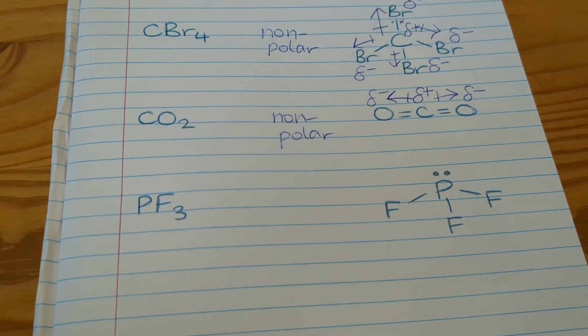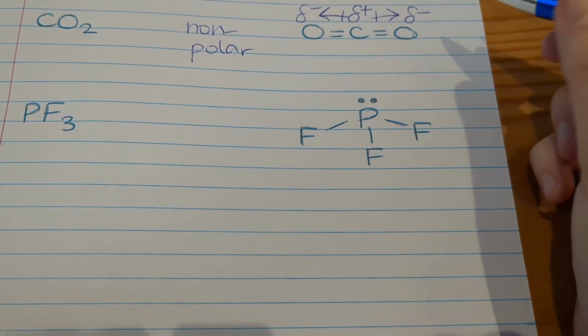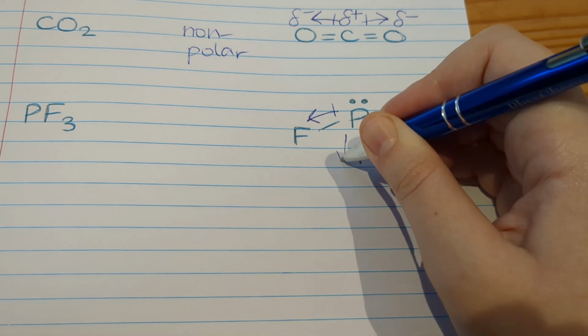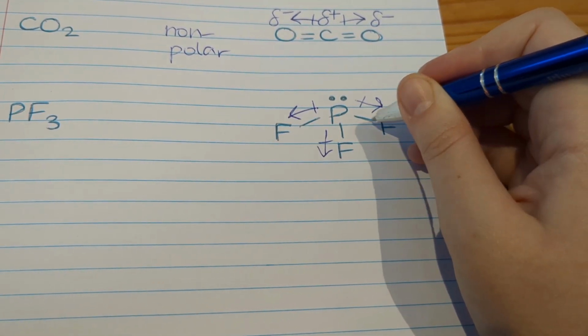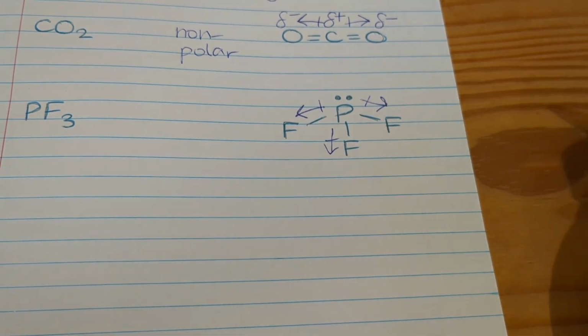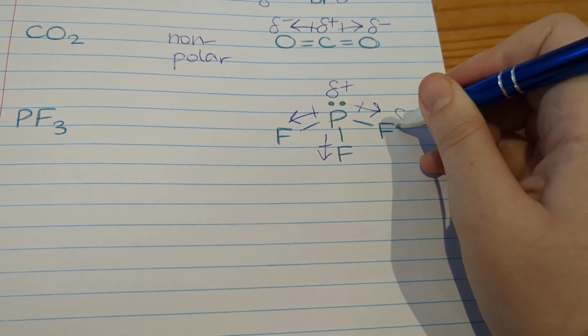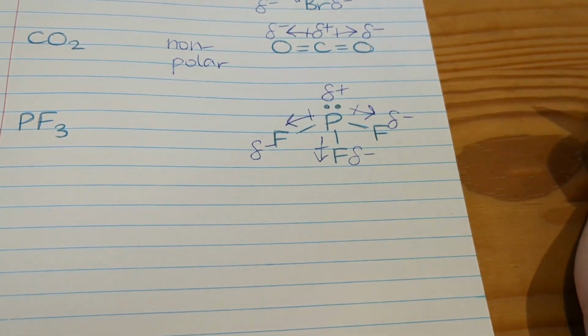So I'm sure you can work out the correct answer is this one now. Fluorine is the most electronegative element. So it's a lot more electronegative than phosphorus. That means the dipoles and the pair of bonding electrons are pulled towards the fluorine. The phosphorus will gain the partial positive charge and each fluorine gains a partial negative charge.